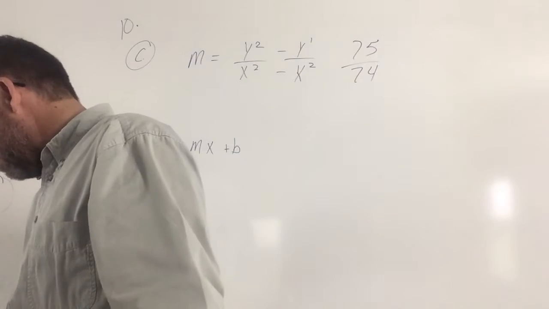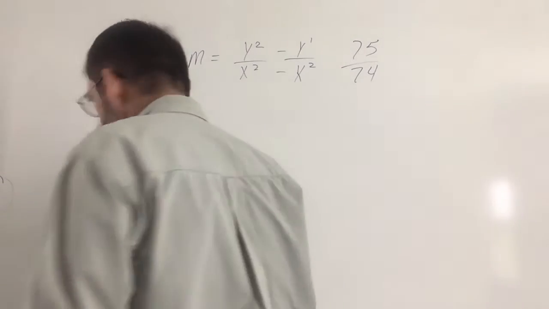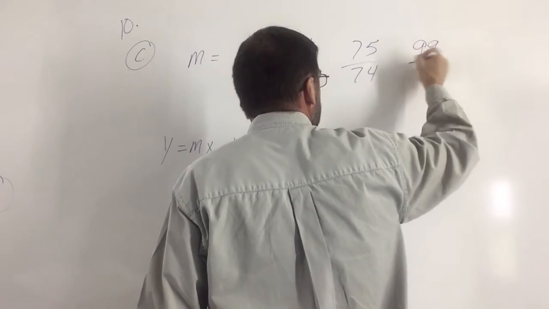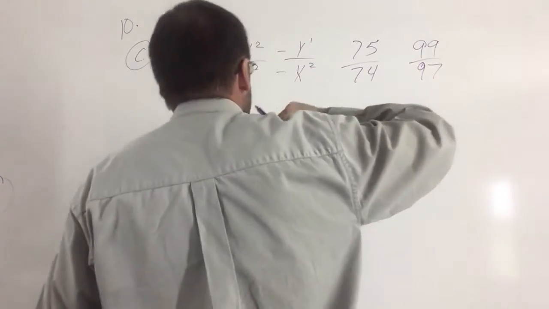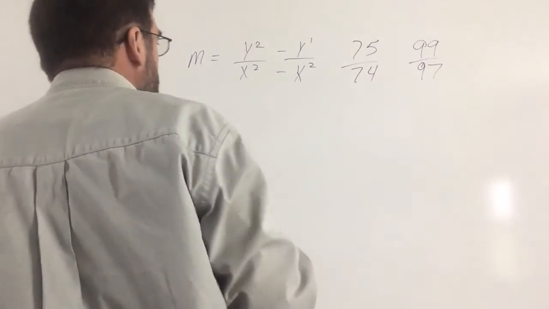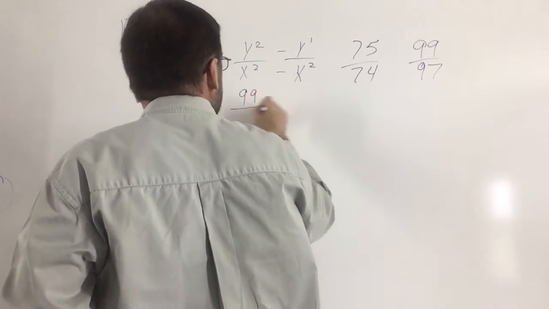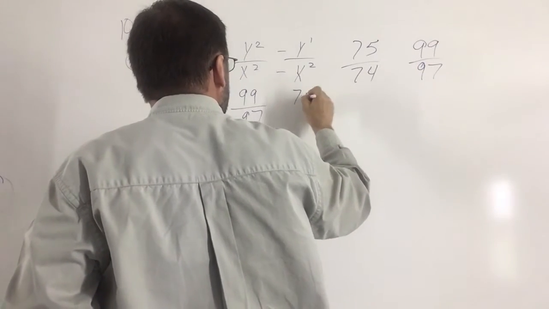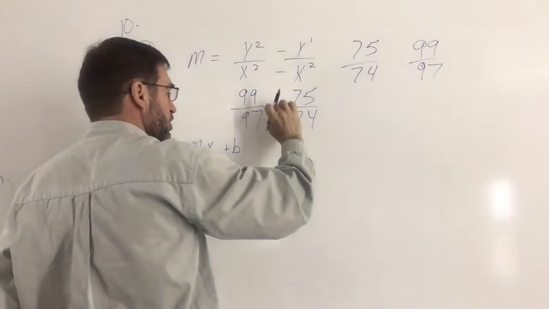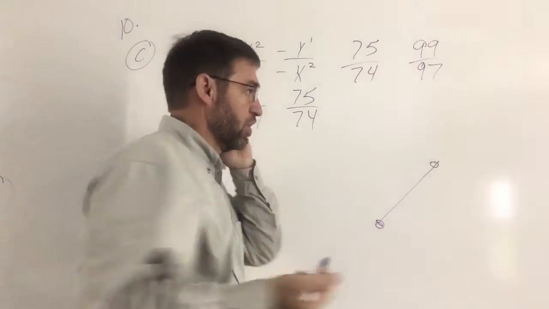Now I go to the top of the line, and the point up at the top is 99 and 97. So I'm going to use 99 and 97. And this is the way you will set it up. Y2, you will put up here: 99, 97, and then you'll put 75 and 74. These are your 2 points on the line that we chose, a point down here and a point up here. It didn't have to be exact, but that's the ones I chose.